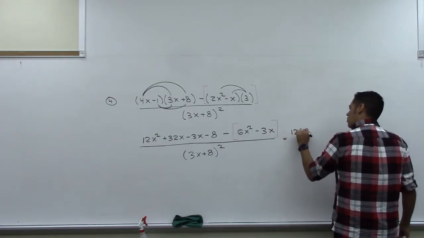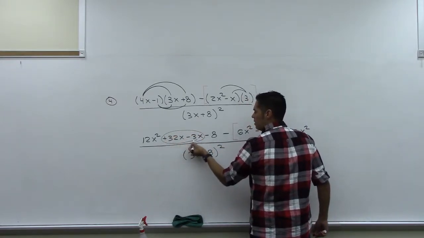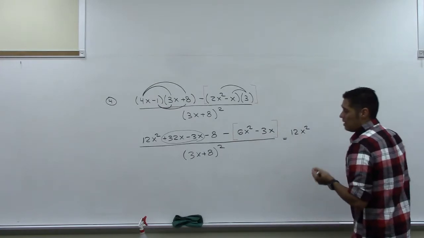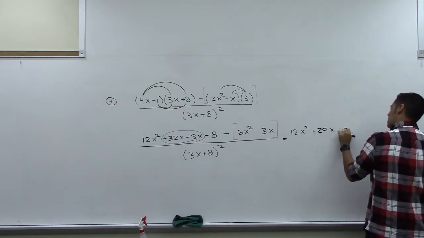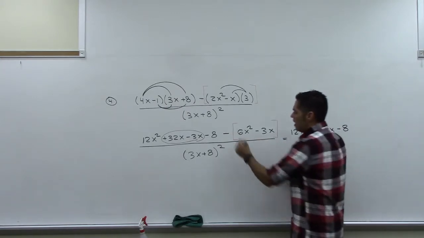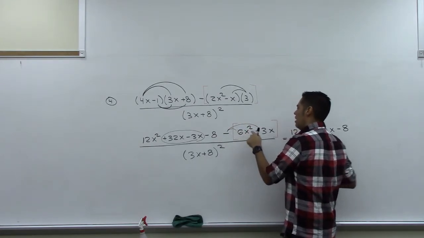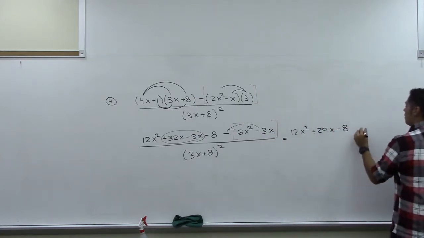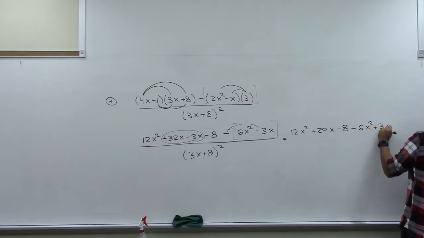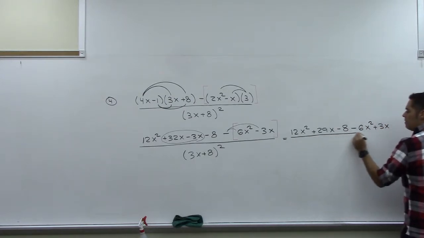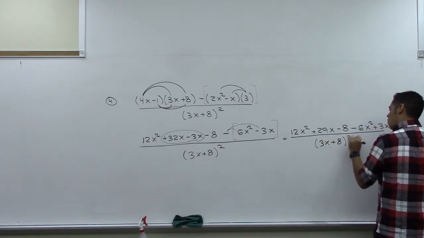I have 12x squared. These are like terms. I can put those together. So if I take 32 and take away 3, that should give me 29 x's. So plus 29x. And then I have minus 8. And then here, this negative is going to distribute through. It's going to change this positive 6x squared to minus 6x squared and change the negative 3x to a positive 3x. So minus 6x squared and plus 3x. Then all of this is still divided by our denominator, 3x plus 8, that quantity squared.